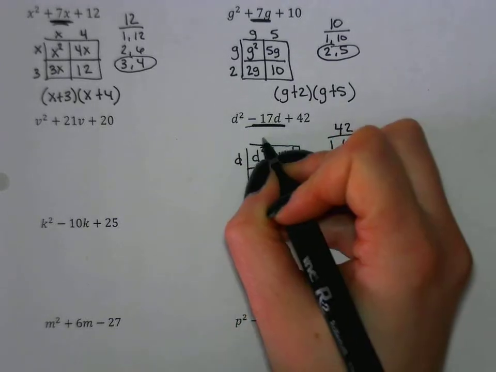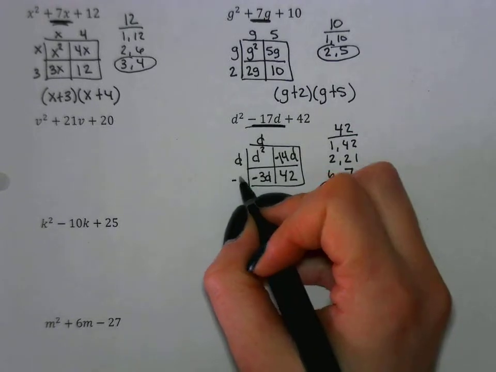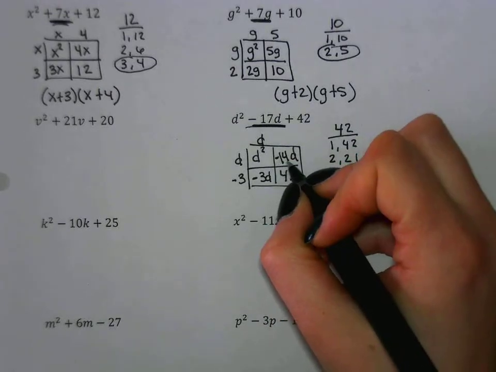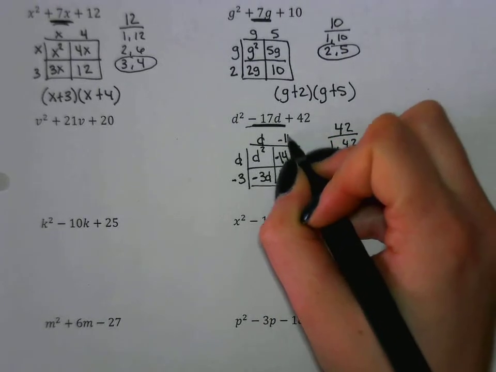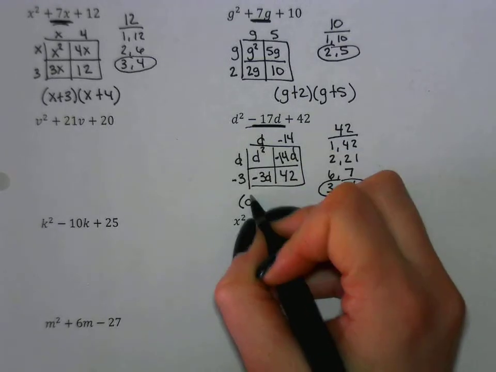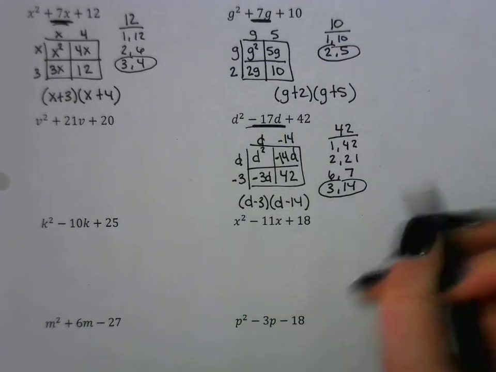So now we have a d and d times d is d squared. So to get to our negative 3d, we have to multiply it by a negative 3. And to get the negative 14d, we have to multiply it by a negative 14. So in factored form, we have the quantity of d minus 3 times the quantity of d minus 14.